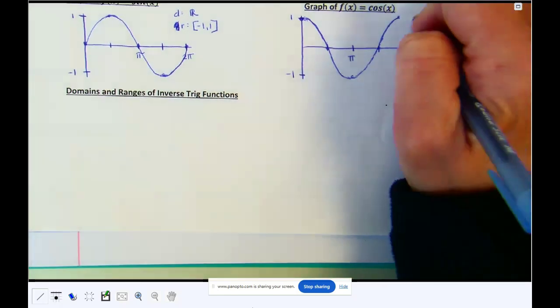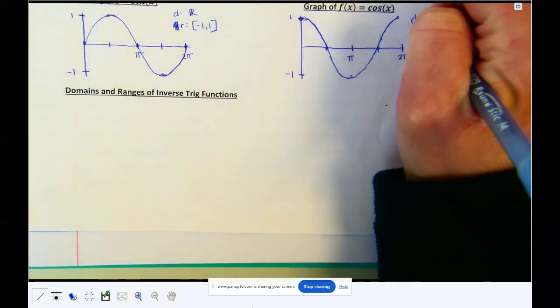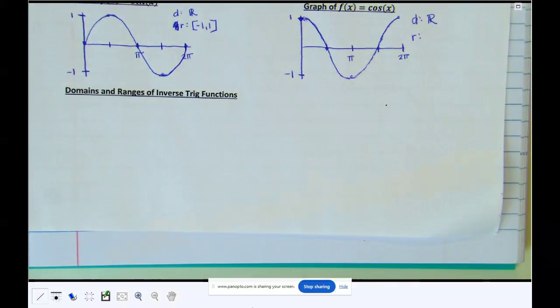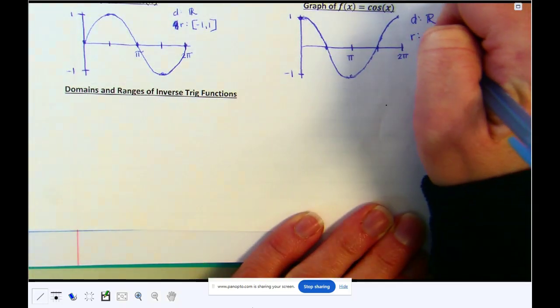So what's the domain of cosine? All real numbers. What's the range of cosine? Same thing, -1 to 1. It's just in a different place. -1 to 1.